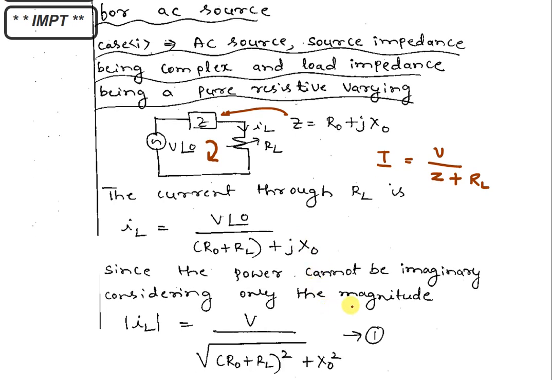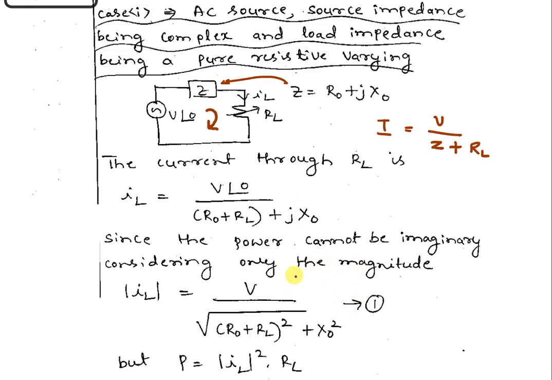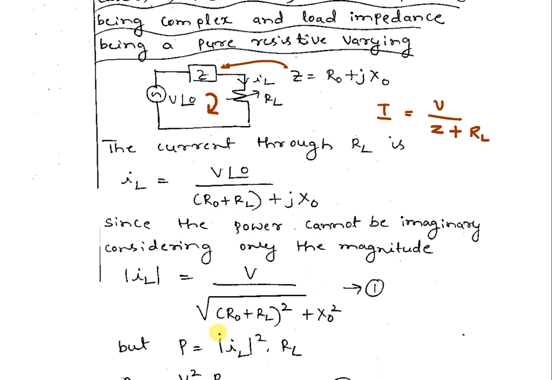Now, since power cannot be imaginary, you have to consider only the magnitude of this. So the magnitude is voltage divided by root of (R naught plus RL) whole square plus X naught square. And power is given by I square into RL.